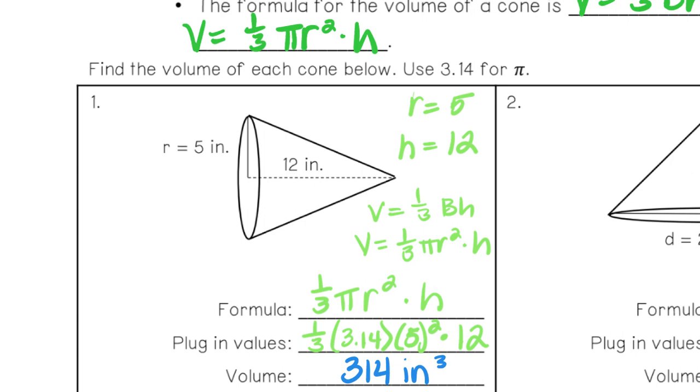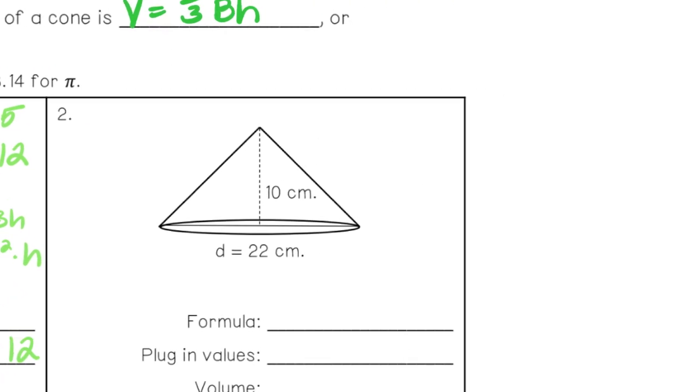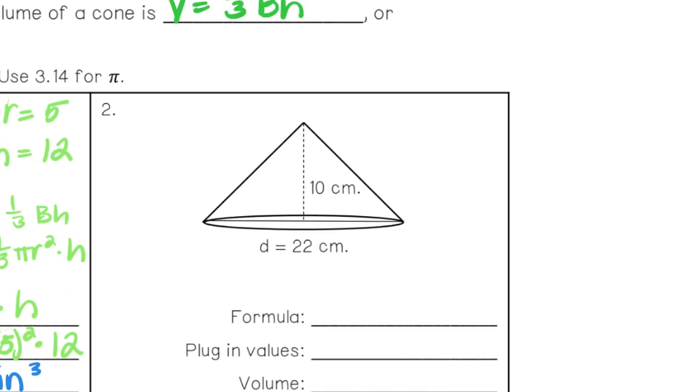All right, let's try the next one here. Same thing. I need a radius and a height for my formula. That's all I need. I see my height is 10. This is my height. I'm always going to circle that. Now my radius, I'm given a diameter of 22, but I need the radius, right? So I'm going to divide that in half. So that would give us a radius of 11.